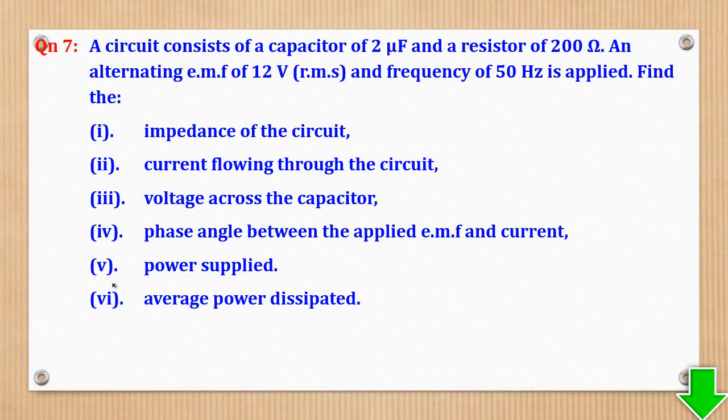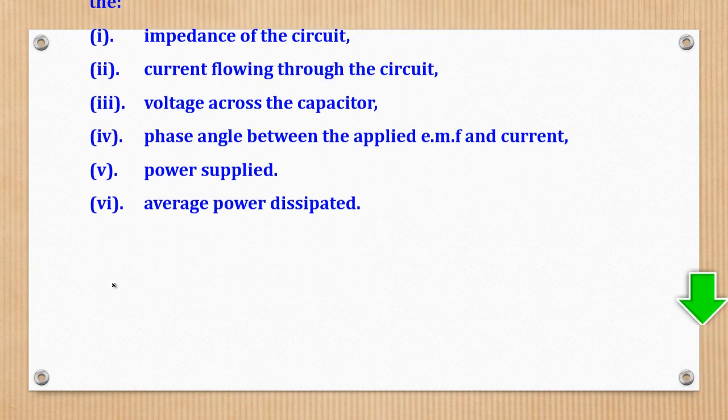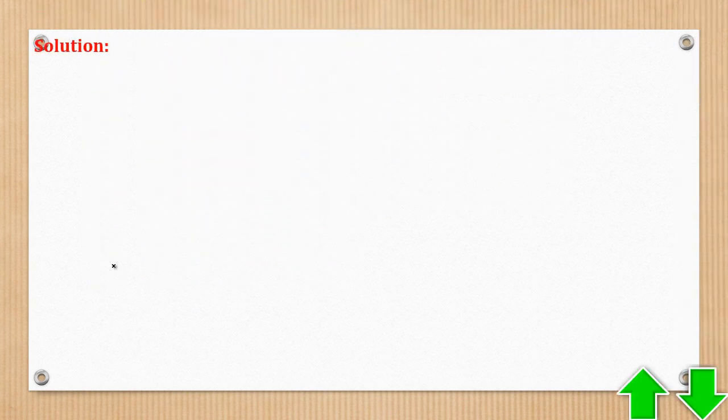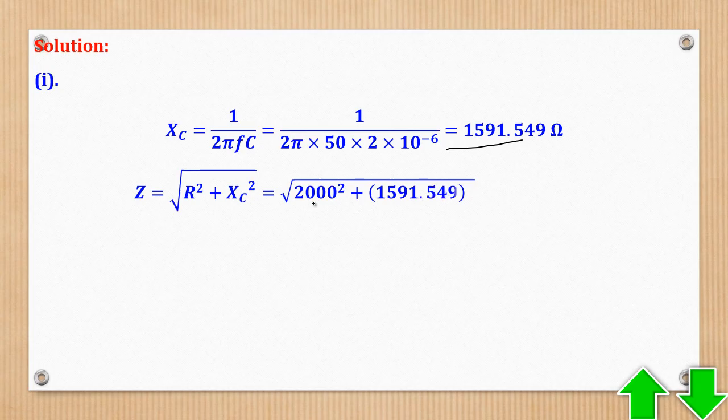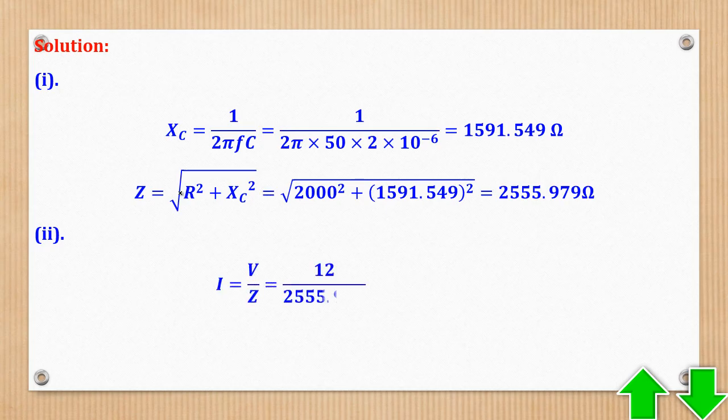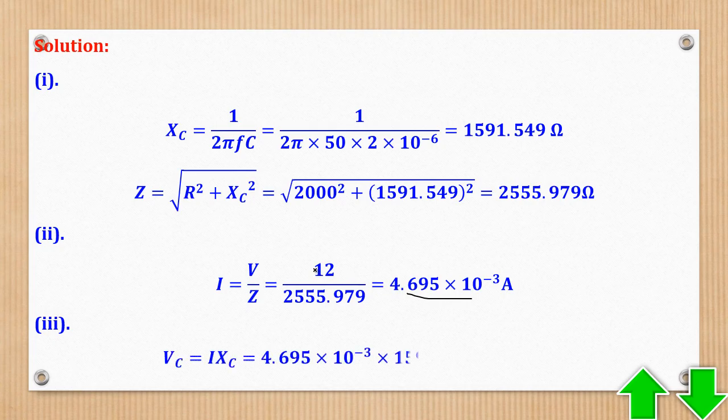So average means we are not now using the peak value. So Roman 1, capacitor reactance is 1 over 2 pi FC, which gives you this. Therefore, impedance Z is equal to this. Roman 2, current will be equal to V over Z, which gives you that. And Roman 3, PD across the capacitor is IXC, which gives that.